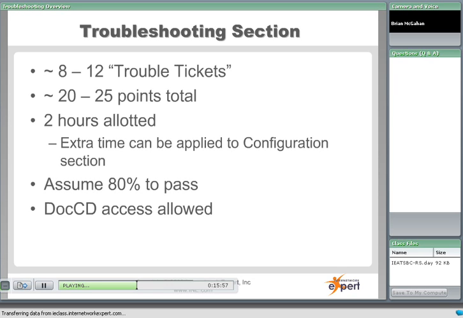Okay, there's a question here, and it goes along with the last point that I have here on the slide, that the doc CD access is allowed. So if you need to reference the configuration guides or the command references, those will be available. And we will spend a significant amount of time this week, Wednesday, going through the documentation to make sure that we know where all the configurations and the commands are documented. And the second part of the question is, will the show run or show start be allowed in the lab to use? I would assume that it will be.